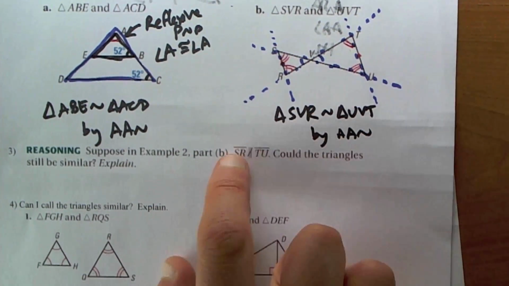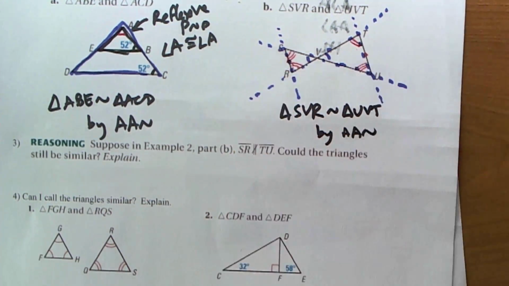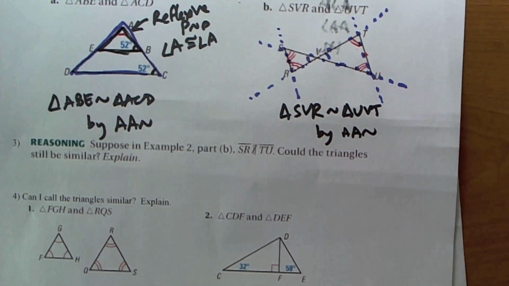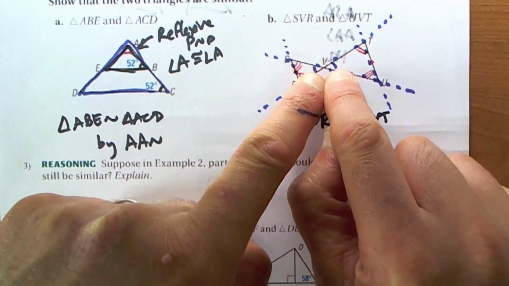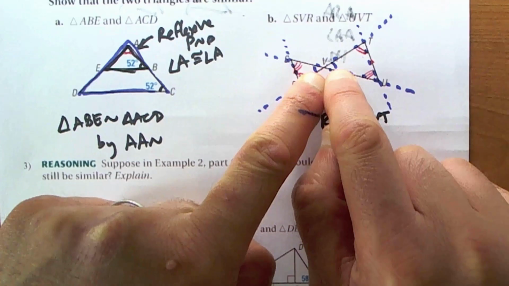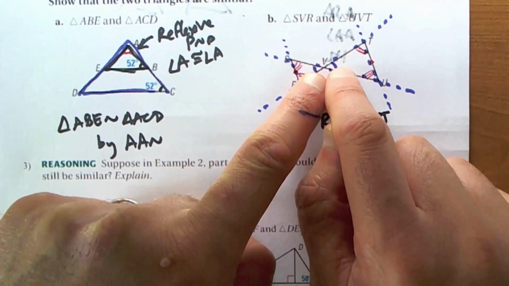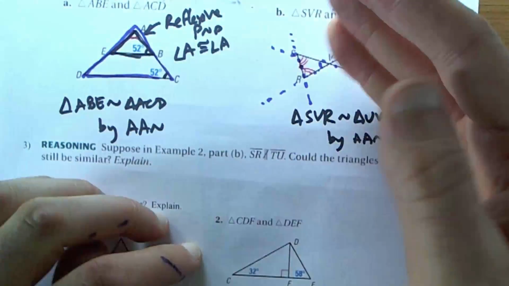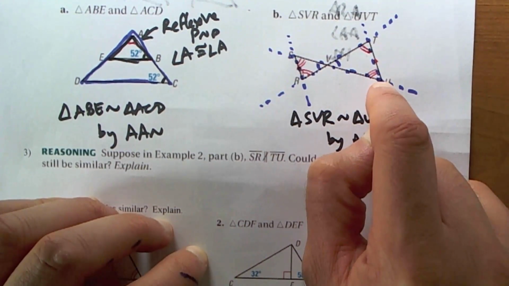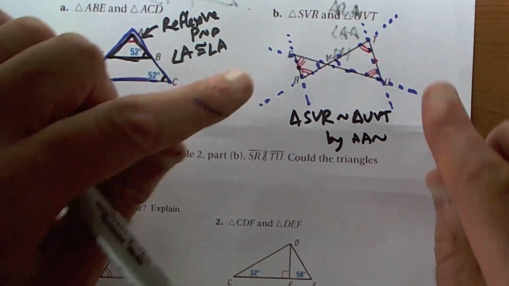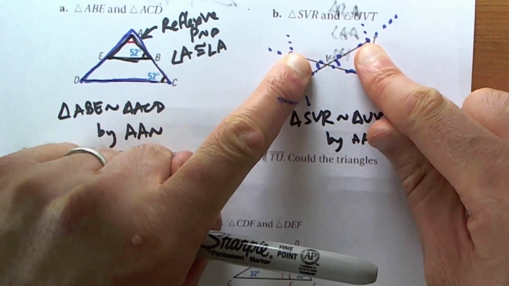Let's say in this example, this was not parallel. This was not parallel. Could they still be similar? Could I still say that these are similar? Well, if you think about it, if these were not parallel, could I still add the vertical angles? Yes, vertical angles don't depend on these being parallel or not. Now, if these were not parallel, could I add this alternate interior angle here and alternate interior angles here? That answer is no.